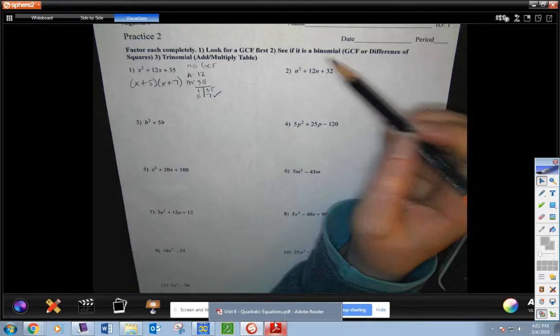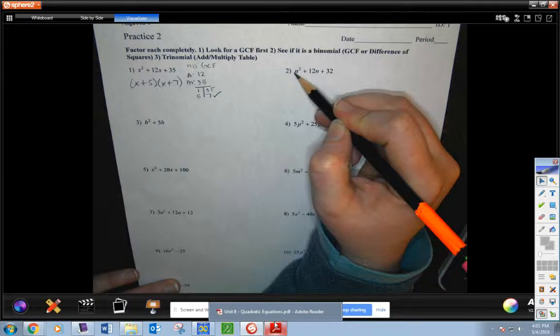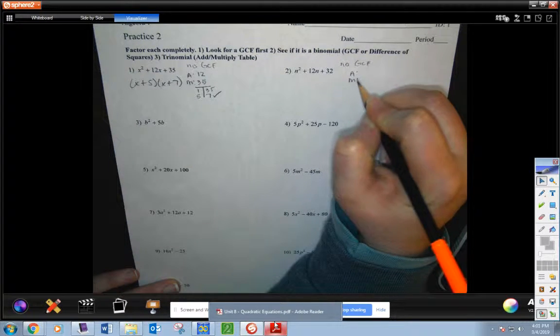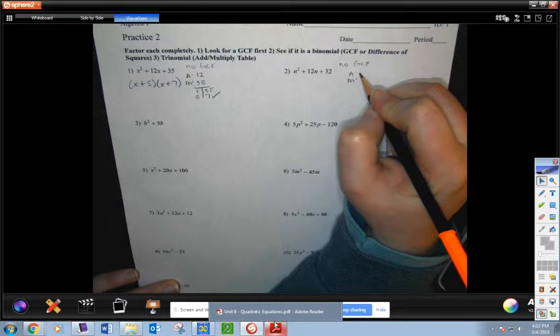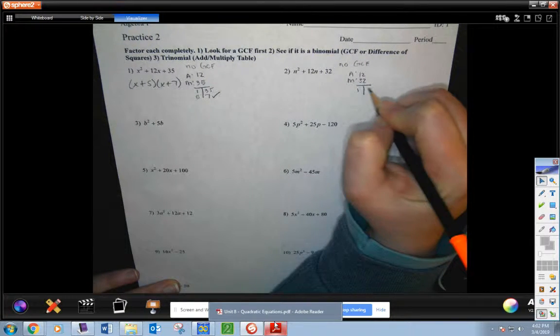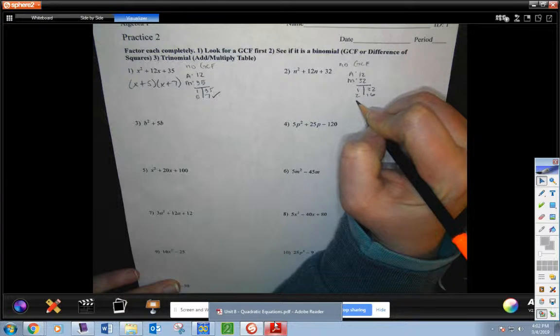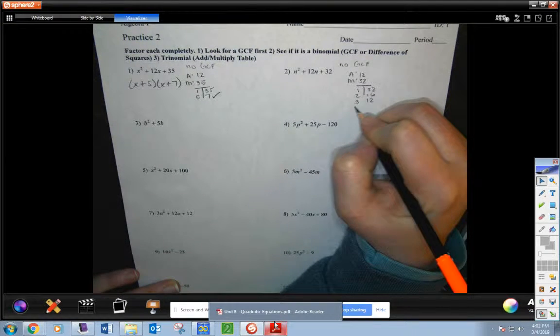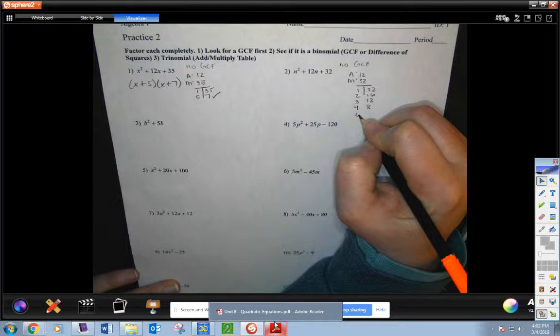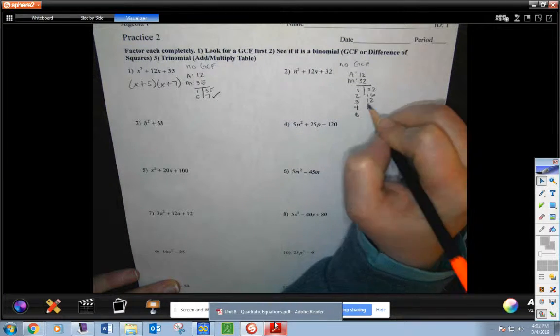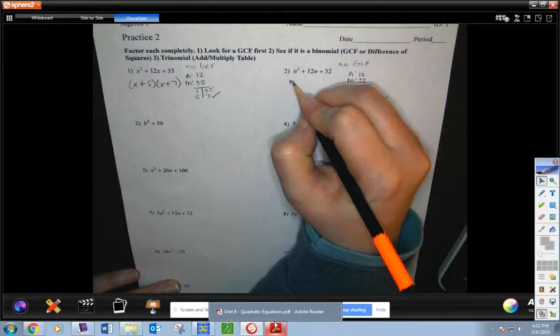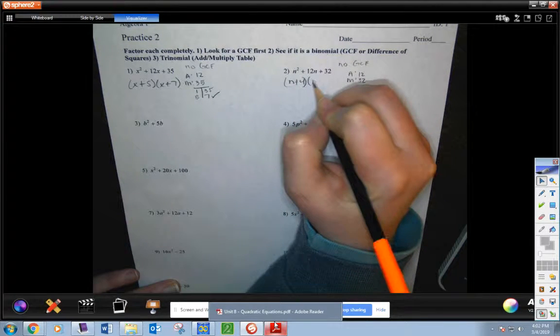Okay, for example 2, again, the first thing I'm going to do is look to see if there's a GCF. My smallest number is a 1, so I can't divide a 1 out. They don't all have an n, so again, there's no GCF. So I'm going to go straight to my add and my multiply tables because this is a trinomial. I must add to 12 and multiply to 32. Okay, a plus and a plus tell me both my signs are positive, so 4 and 8 are my multiples, and I'm going to do n plus 4 and n plus 8.